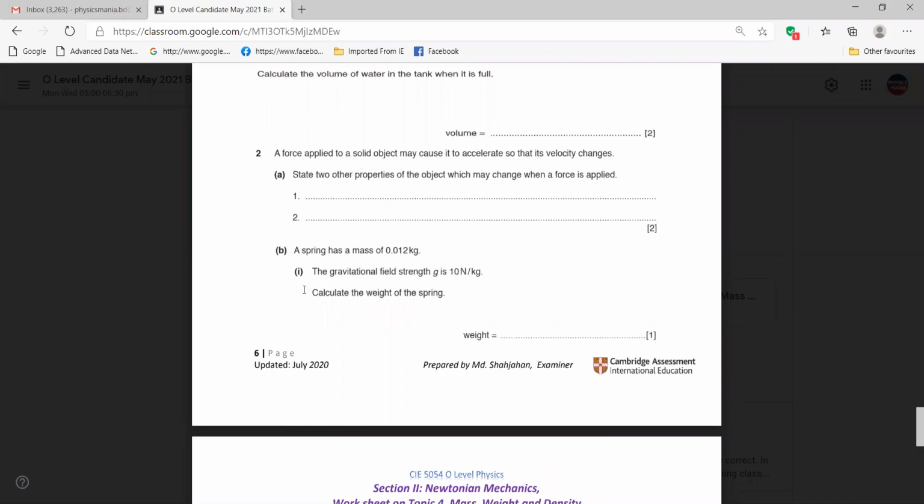State two other properties of the object which may change when a force is applied. So the force can accelerate, so that its velocity changes. Then force can change also direction. Force can change the shape. Force can change the size.